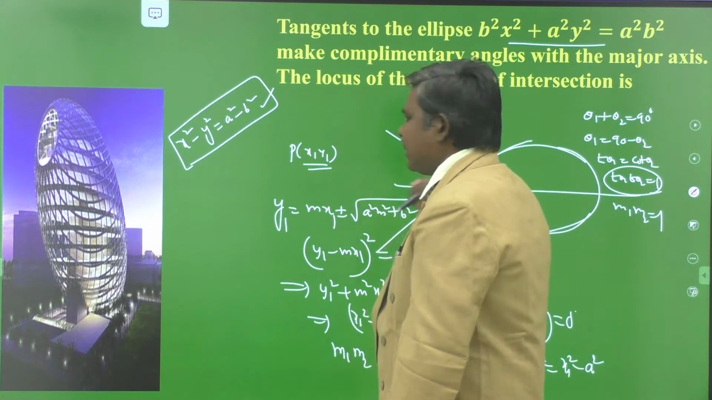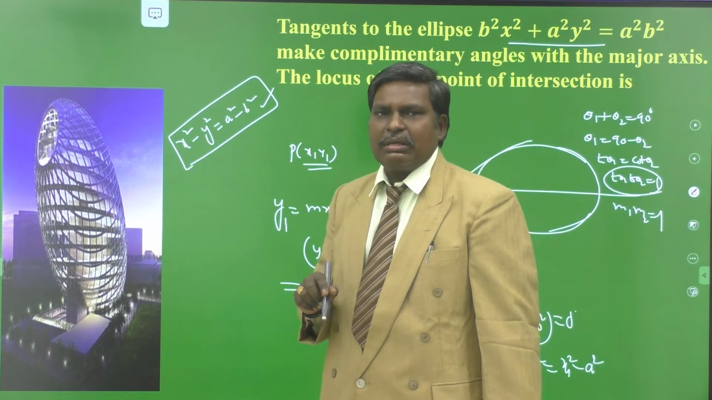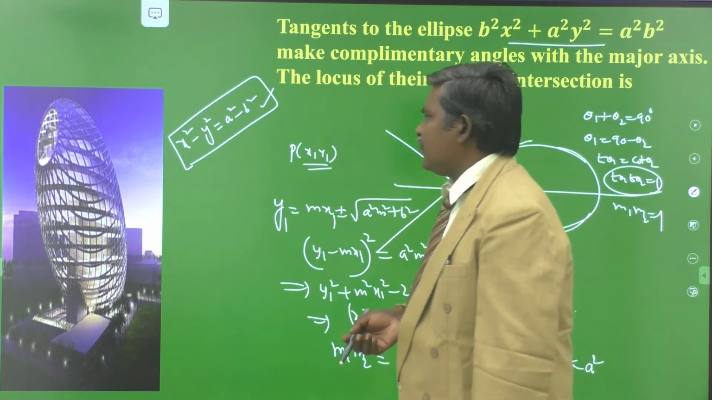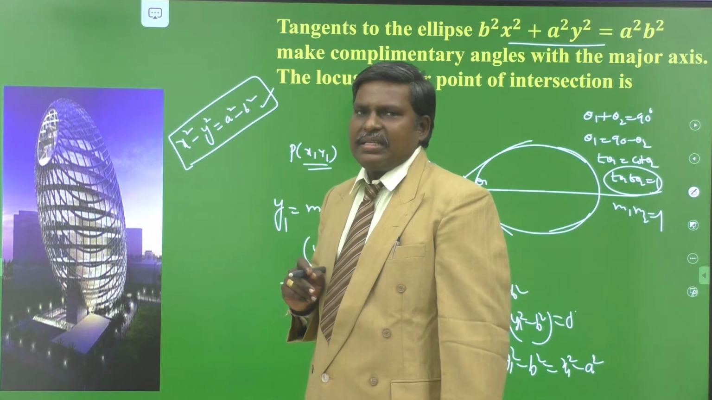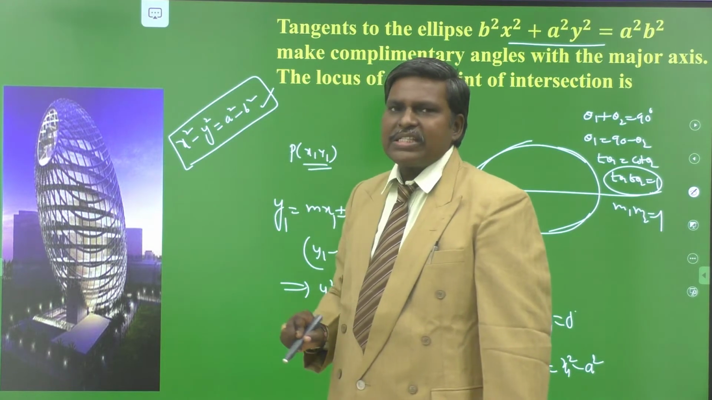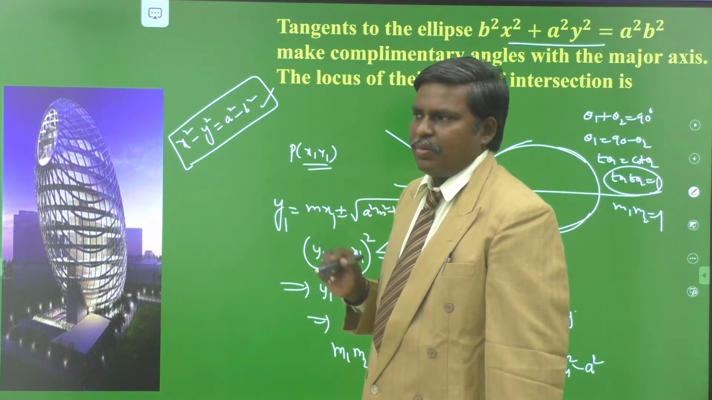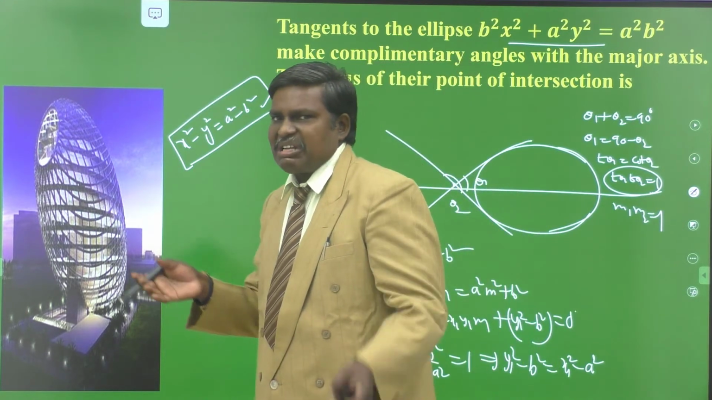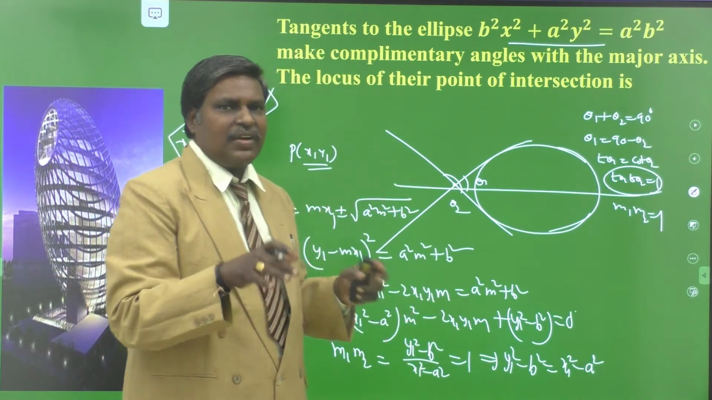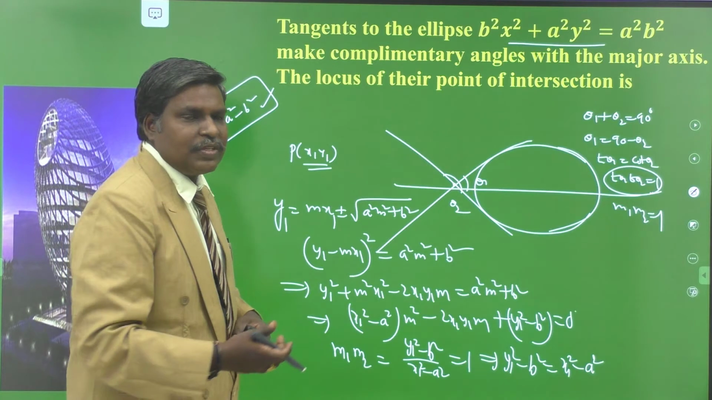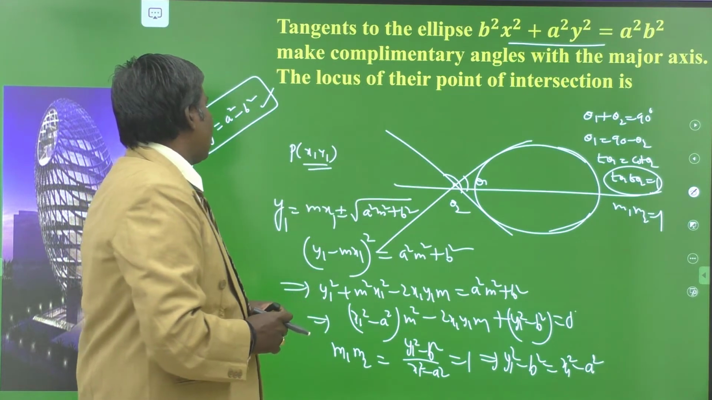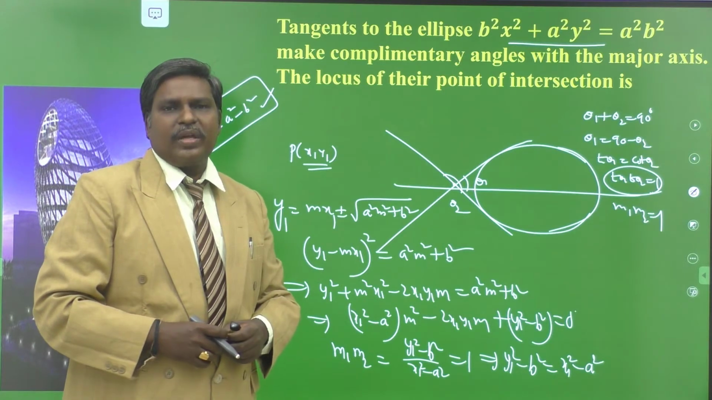If the angle between the tangents is 90 degrees, we have the most powerful definition, that is the director circle. The locus of point of intersection of perpendicular tangents is your director circle, that means x² + y² = a² + b². This is a different problem. The locus of point of intersection of tangents making complementary angles with the axis is x² − y² = a² − b². Understand?